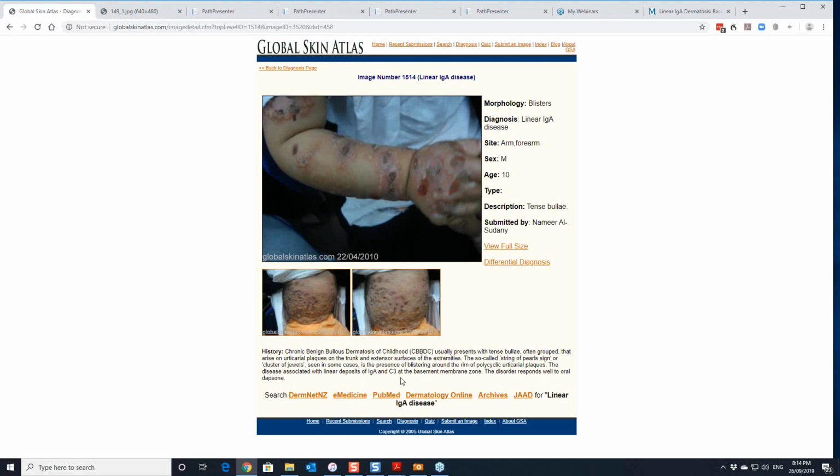Linear deposits of both IgA and C3. I must admit, it's more IgA rather than the C3. You know, IgG and C3 is the picture that you see in bullous pemphigoid with immunofluorescence.